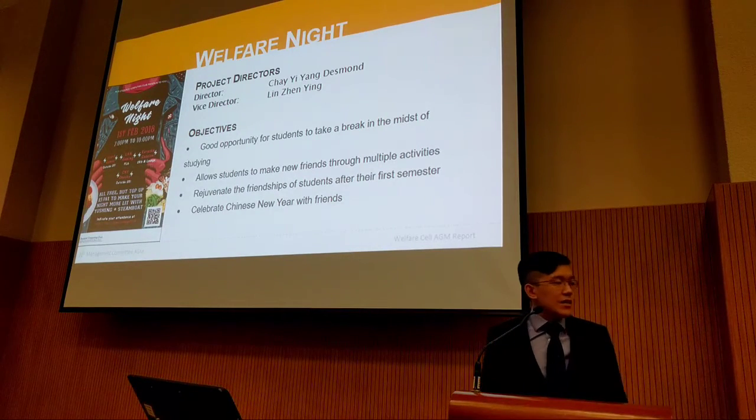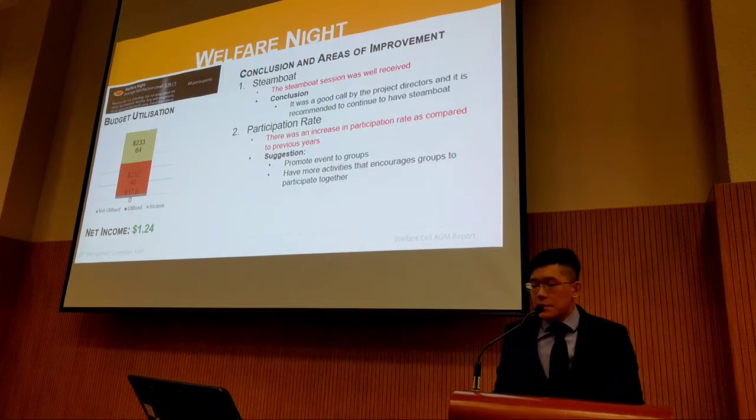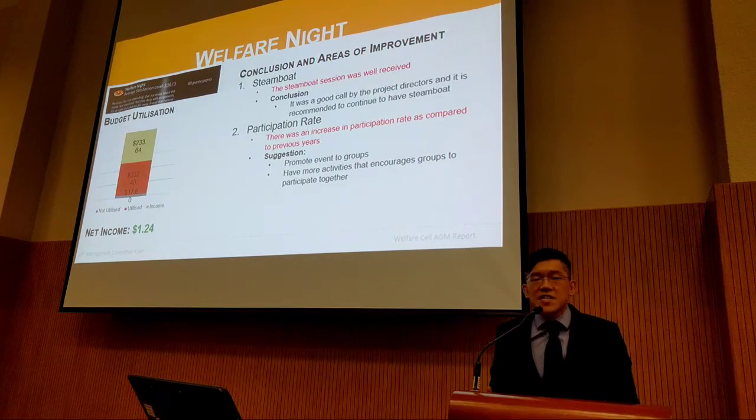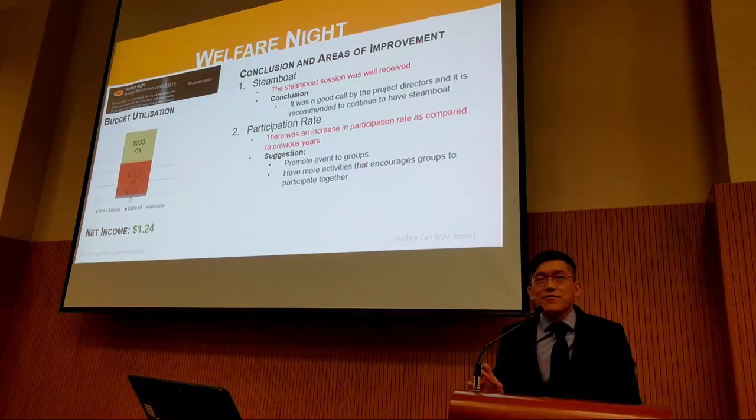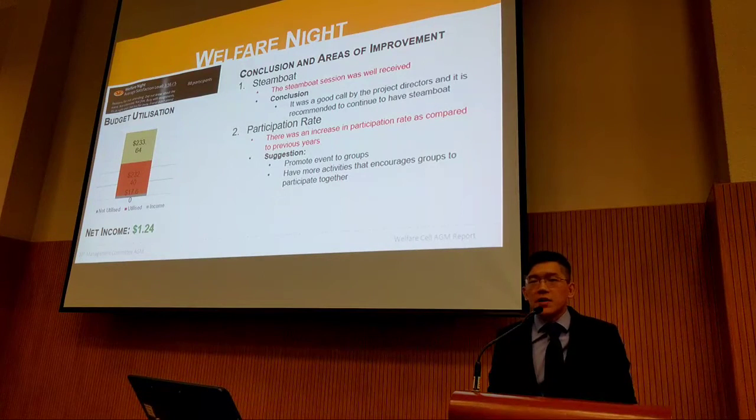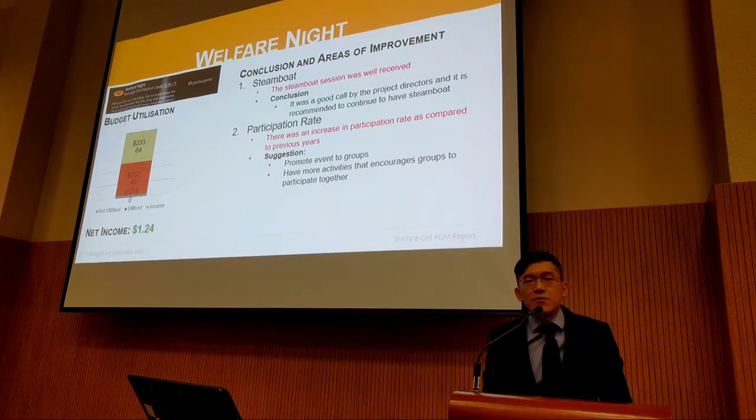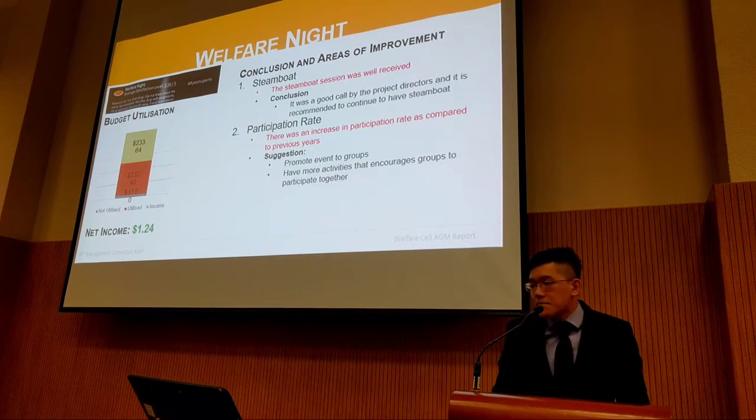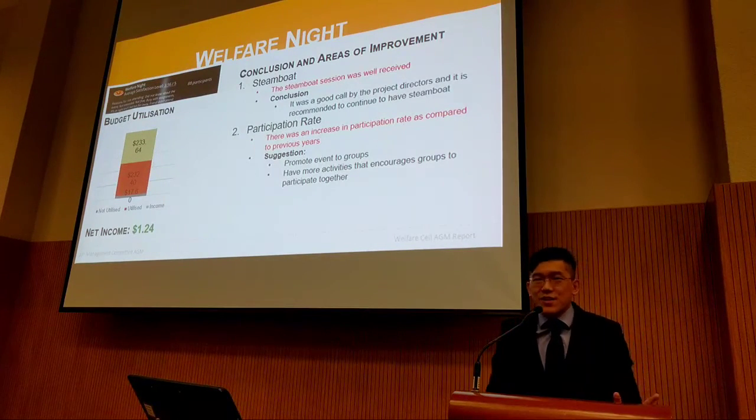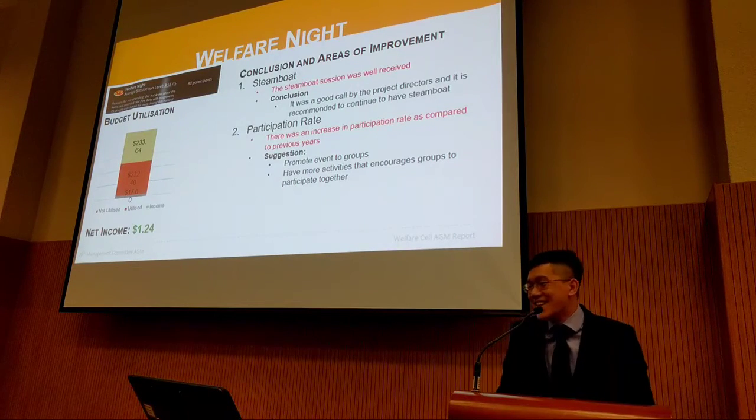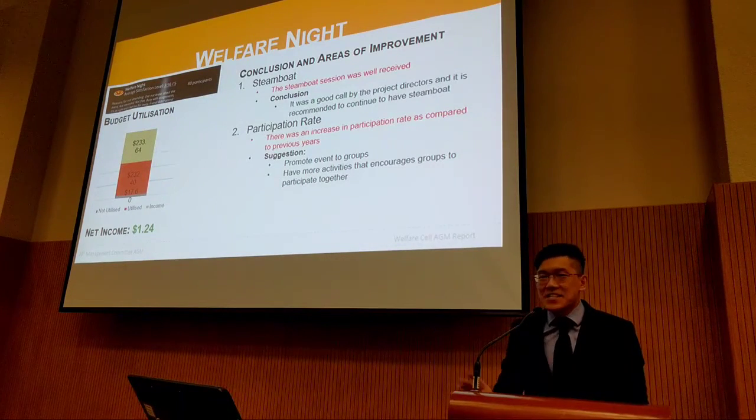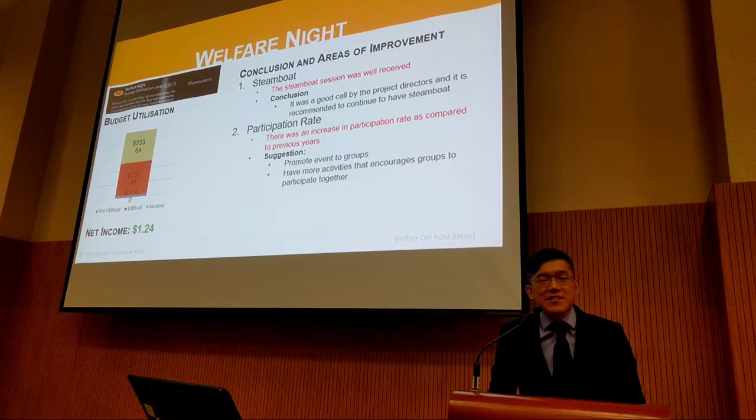Yeah. So for this event, this is the first time I've ever seen welfare with a green net expenditure. So I'm quite happy. The main expenditure here came from buying the steamboat items and preparing the steamboat, and the main income came from sign-ups for the steamboat. So in the end, we did manage to make $1. Yay!